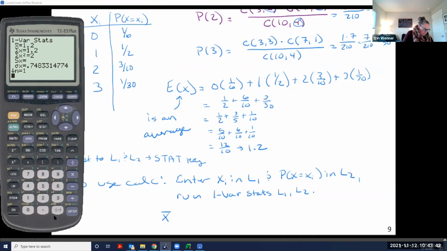So we can see that we're going to use that X bar value. And as we can confirm, X bar is 1.2. And oh, look, we got 1.2 as well. It's a lot, I know.